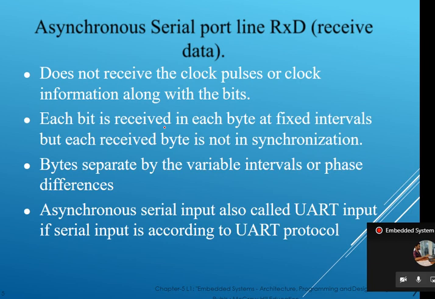So it does not require any clock pulse or clock information, and each bit in each byte is received at a fixed interval, but each received byte is not synchronized. So I told that there is no synchronization, so there are no clock signals and all. And bytes will be separated by variable intervals or phase difference. So how am I going to separate the byte data? Suppose I'm sending 10 8-bit data. I will send them one by one, with some duration, some interval.